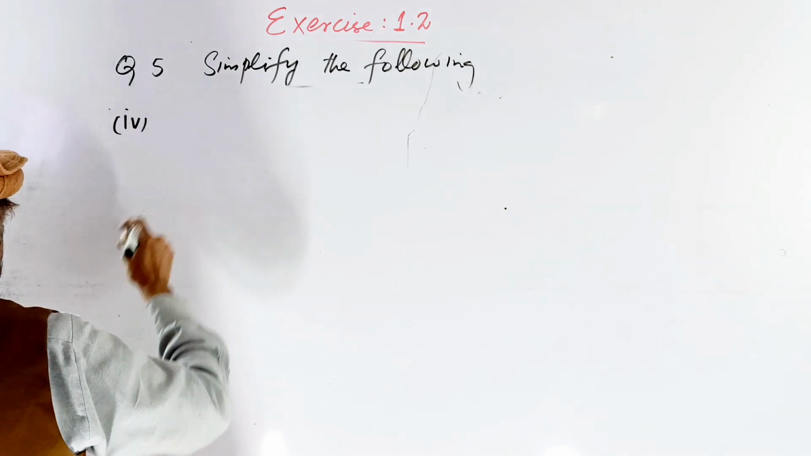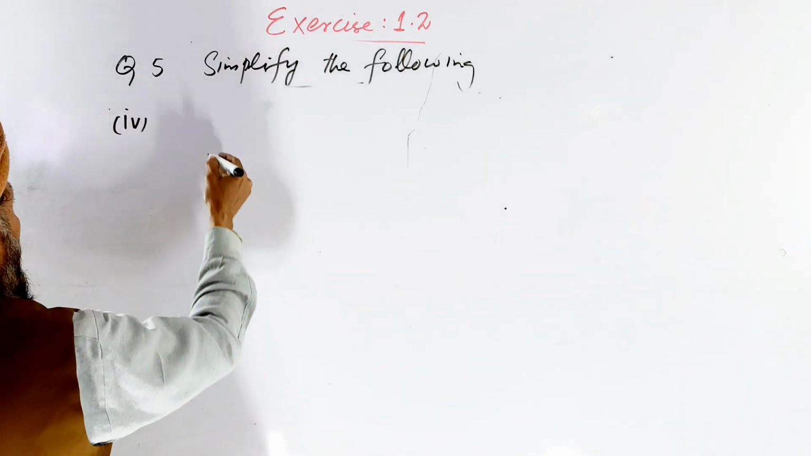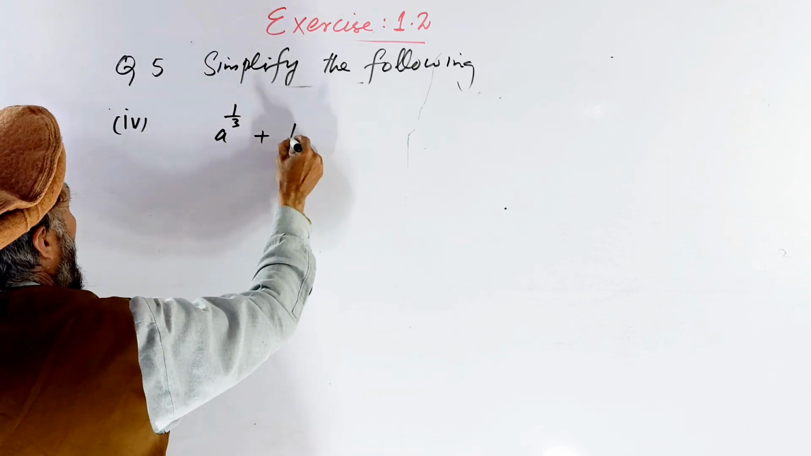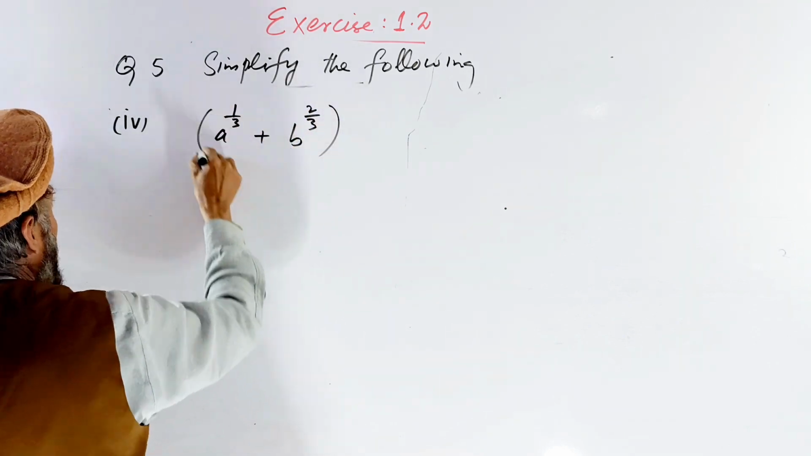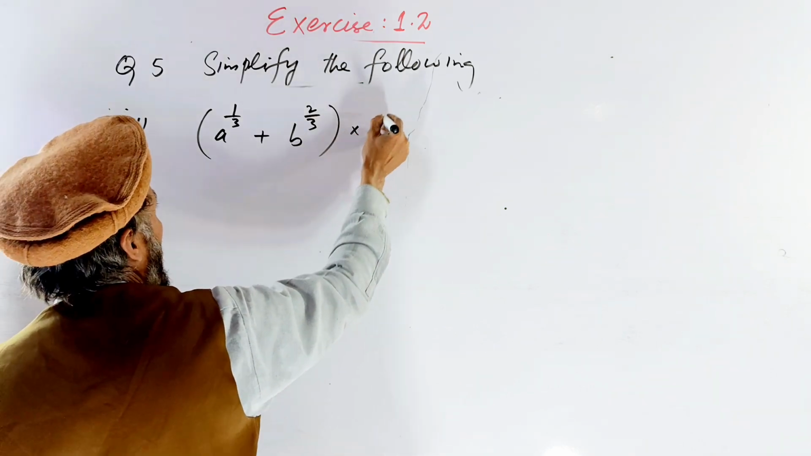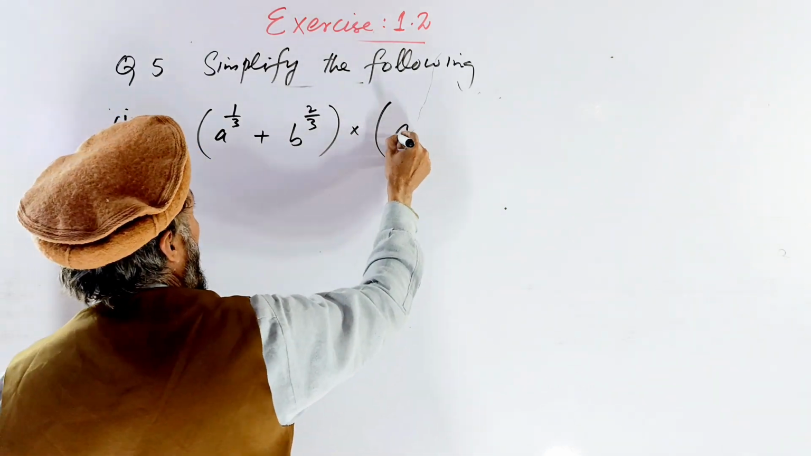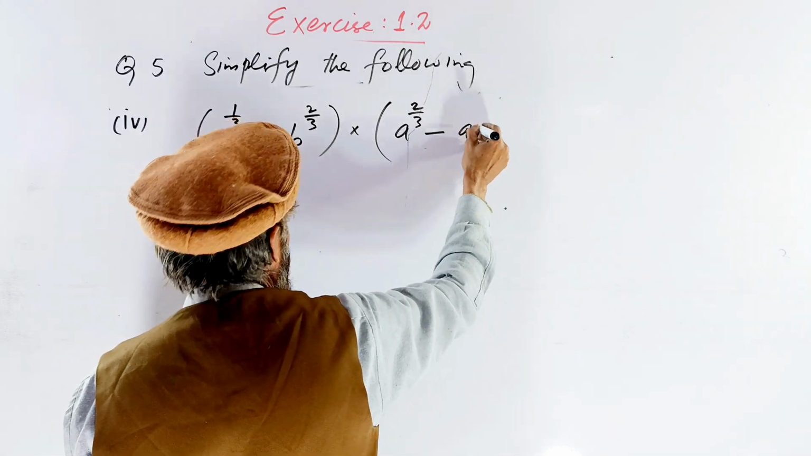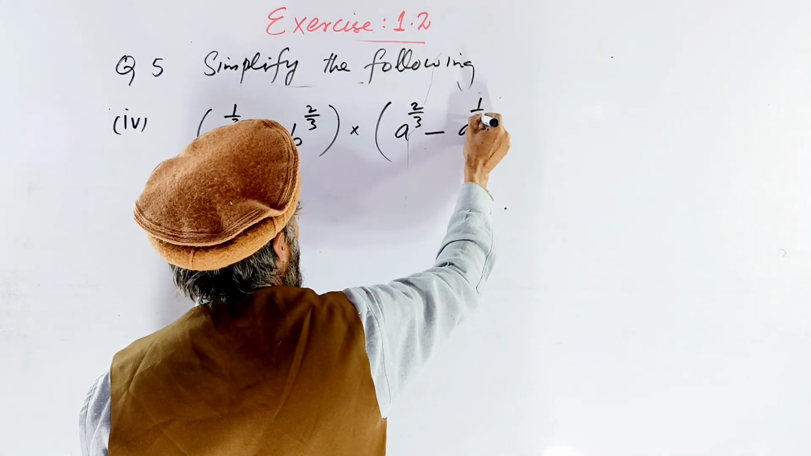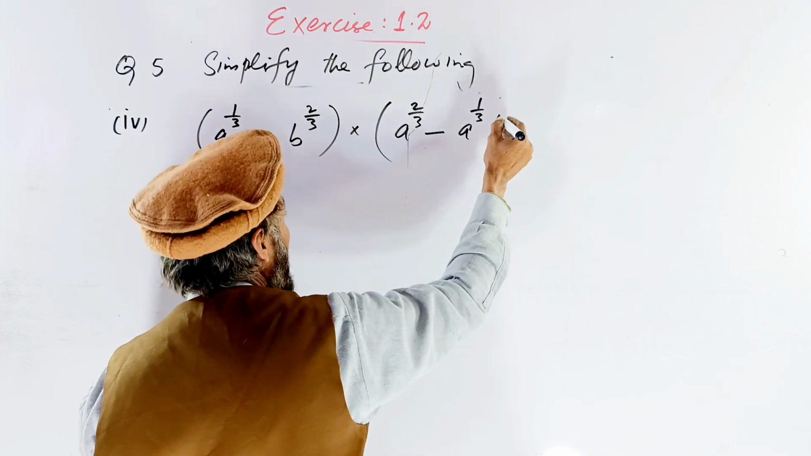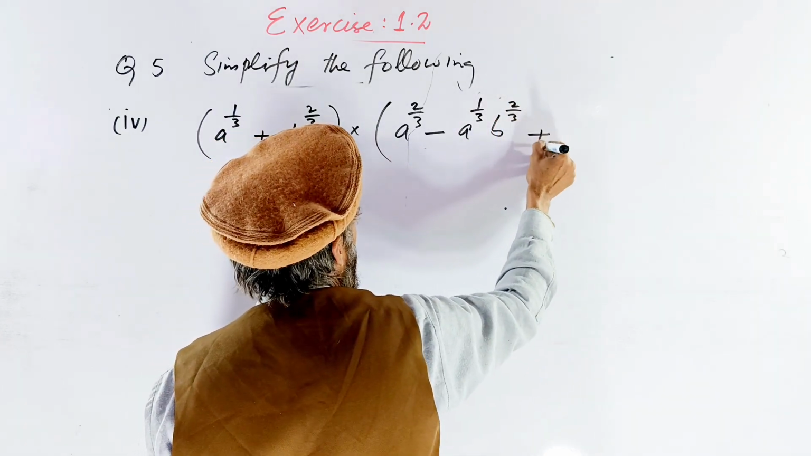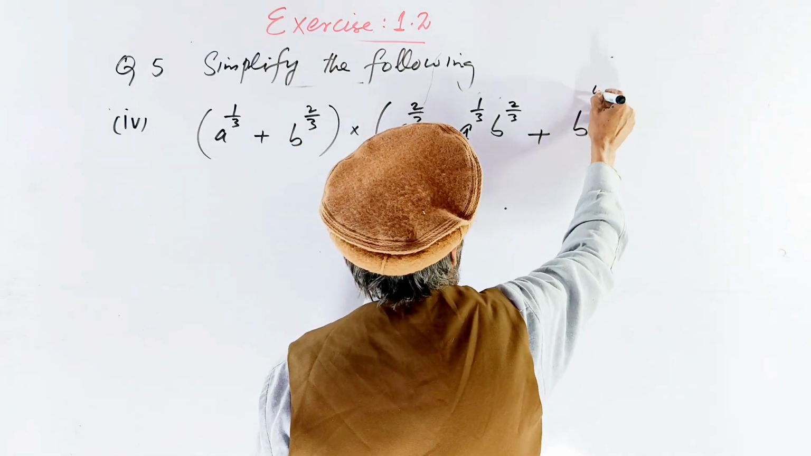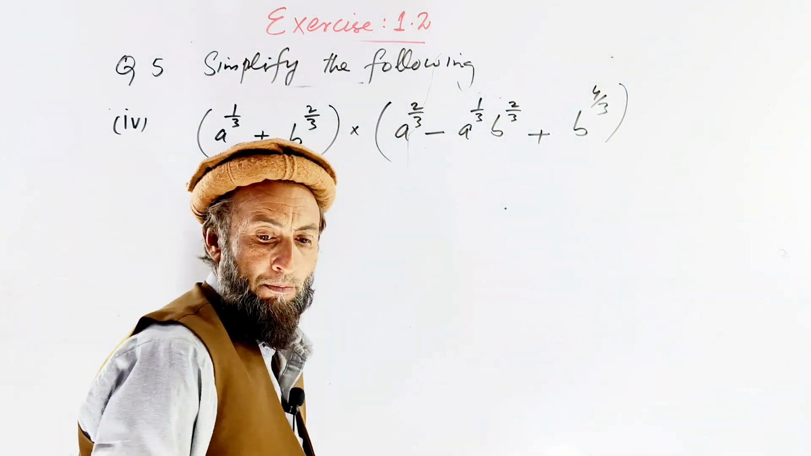Part 4, a power 1 by 3 plus b power 2 over 3 into brackets multiply, and a power 2 over 3 minus a power 1 by 3 and b is 2 by 3 plus b power 4 by 3. This is a very simple question.